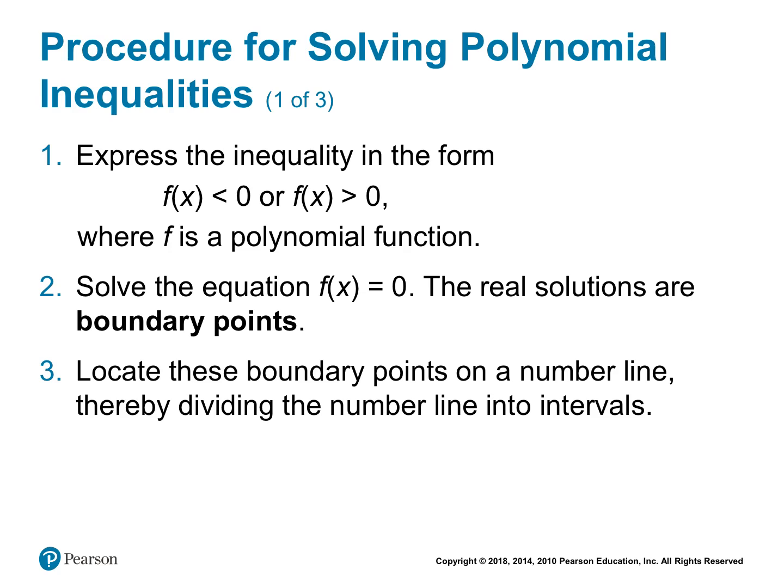Okay, so first step, express the inequality in the form where you have a 0 on one side. You have to make sure you get everything on one side first. Then you'll solve the equation for f of x equals 0, and the real solutions you find are the boundary points. Locate these boundary points on a number line, and that divides the number line into different intervals.